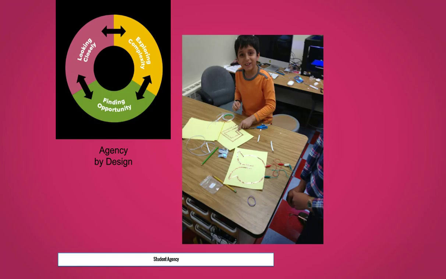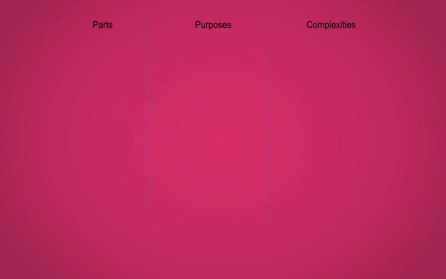So one of the thinking routines that the Agency by Design has developed is called Parts, Purposes, and Complexities. And we're using that to introduce many of our maker projects. We've used that to introduce littleBits, where you give the child just one or two littleBits and have them and their partner explore all the parts of that bit, all the purposes of each part, and then finally how those things interact together. And that could be used for small systems and large systems, and it's been really useful for us.